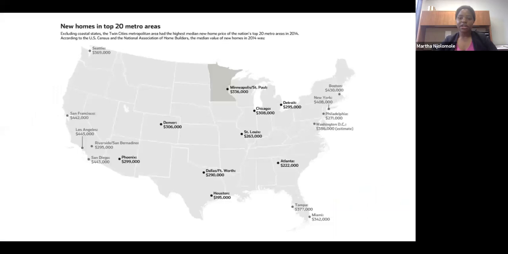So this is a graph showing the median value of new homes in 2014 for different metropolitan areas. Minneapolis and St. Paul is one of the highest ones. And this is even crazier when you compare Minneapolis to the areas surrounding big cities. Our prices are way up compared to most of these places.